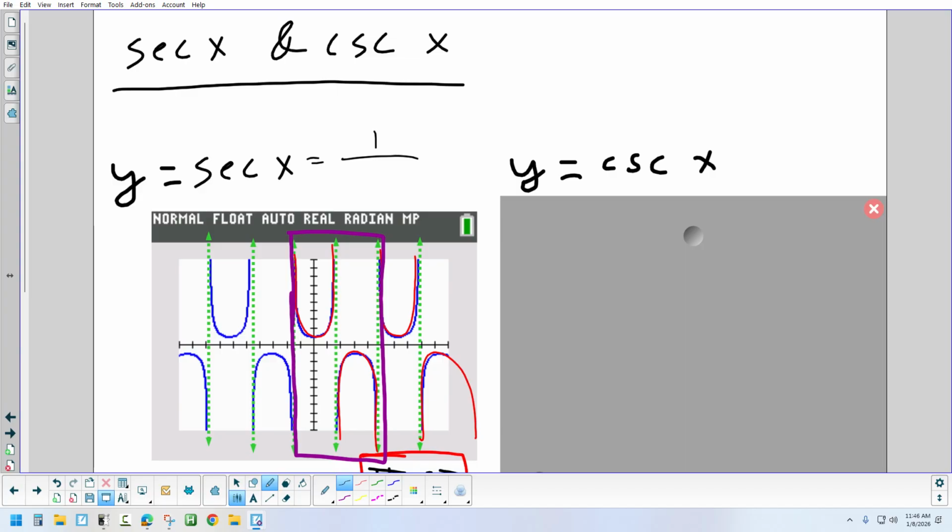Yep. 1 over cosine. Secant is 1 over cosine. It's the cosine flipped. If you remember when we did unit circle trig, secant and cosine were in the same row. How about cosecant? What would it be? Sine flipped. So if you think about secant and cosecant, one of them is cosine flipped. The other one is sine flipped. When you graph sine and cosine together, how do they compare to each other?